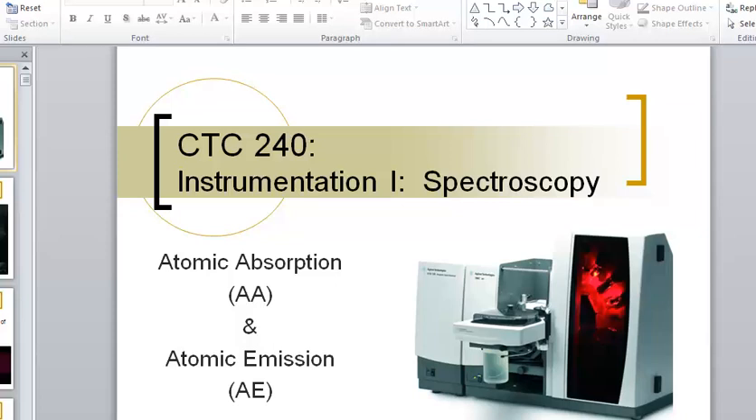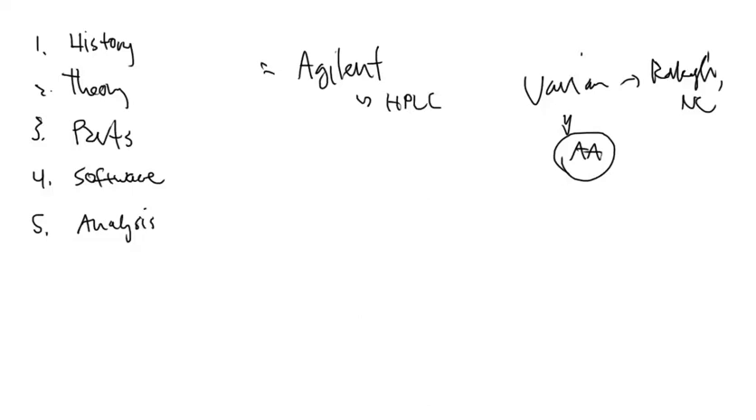The machine itself is identical. They didn't really change anything at all to it. So this was kind of a turnkey business that Agilent decided to purchase. Okay, so Agilent, of course, is not the first manufacturer of an AA. Or Varian was not the first manufacturer of an AA. The history of AA actually goes back quite some time.